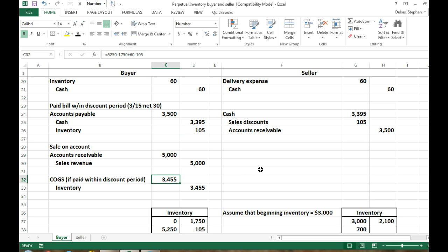For cost of goods sold, the cost of goods sold is equal to your net inventory, which is, like we said, the amount of the purchase minus the amount that you returned plus the freight in minus the discount. So we're reducing the inventory amount by $3,455, and we're debiting cost of goods sold by $3,455.